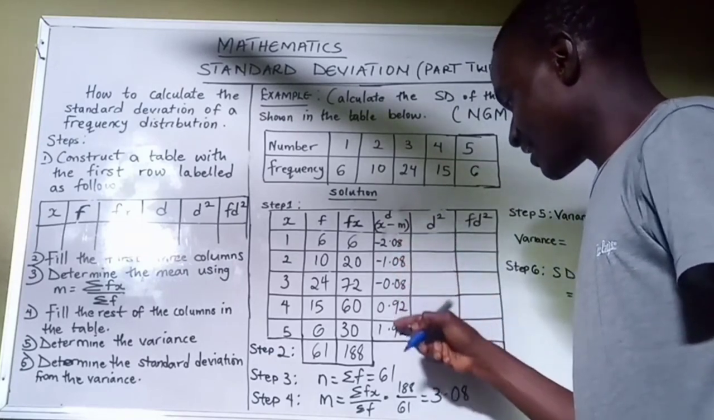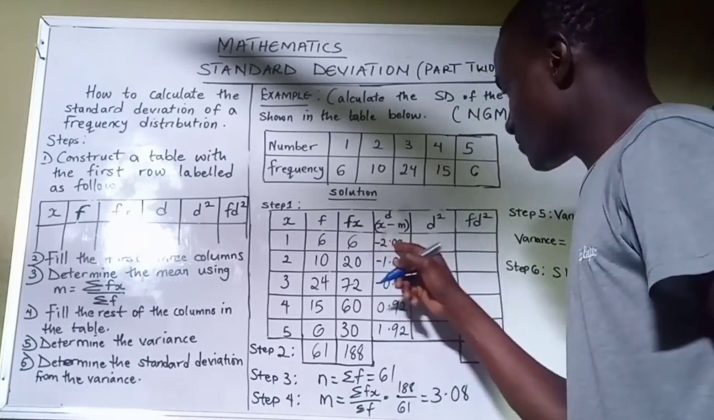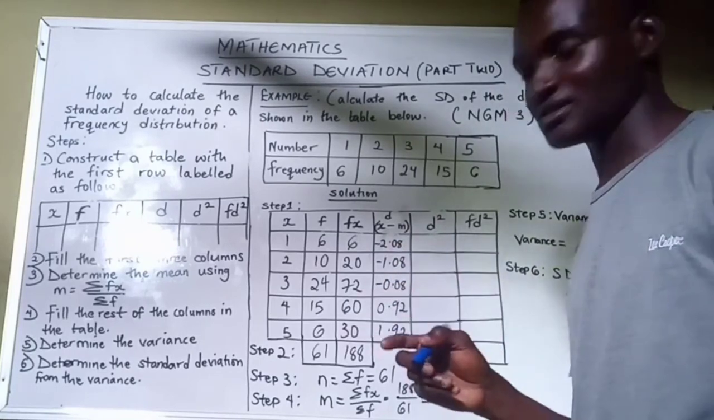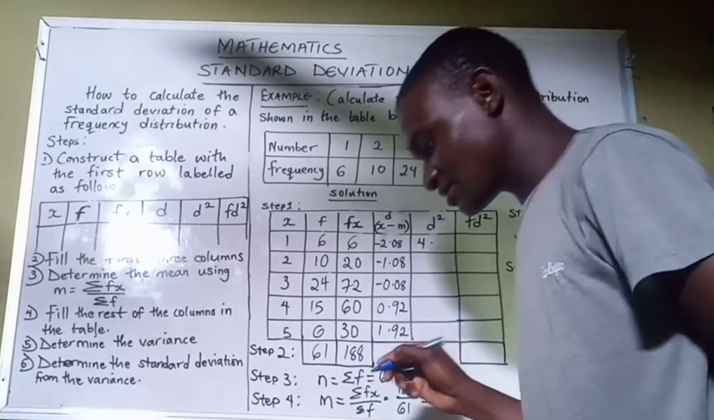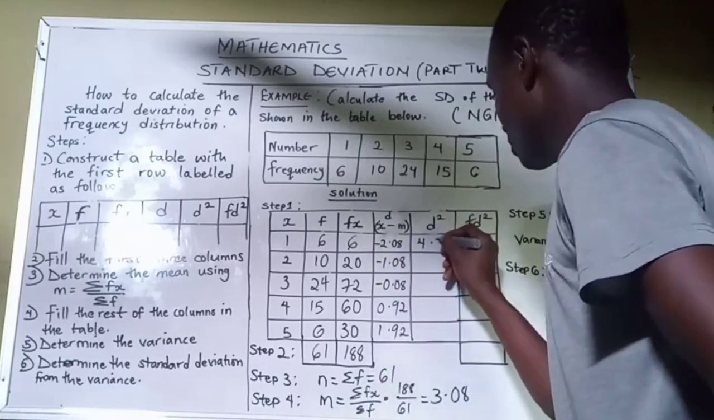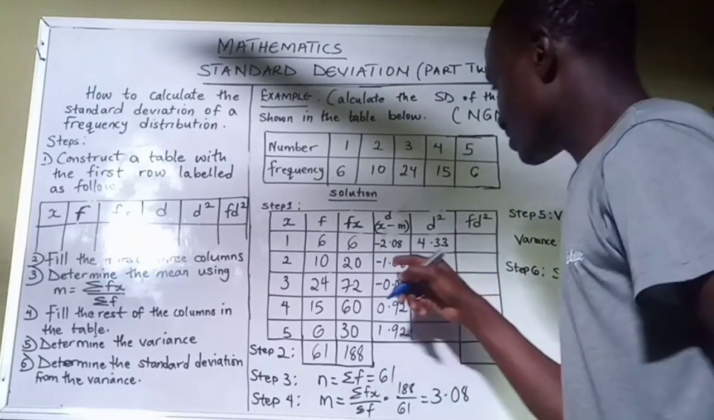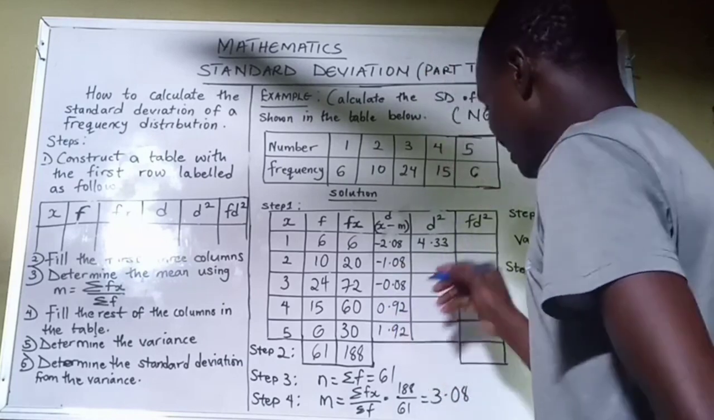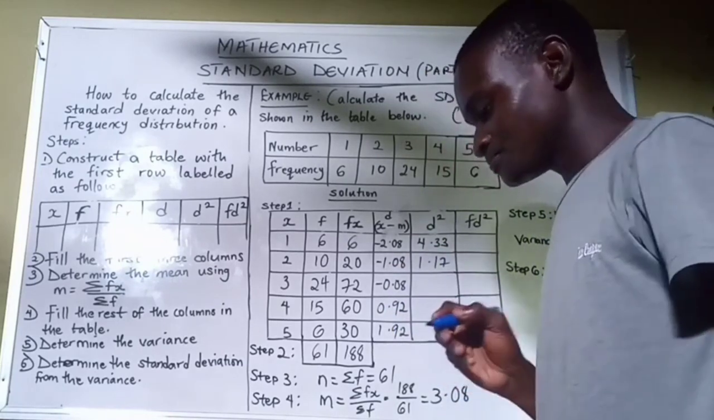The answers that are here, what are their squares? The first one, minus 2.08 times minus 2.08. We get a positive 4.33 to 2 decimal places. What is minus 1.08 times minus 1.08? That gives us 1.17.